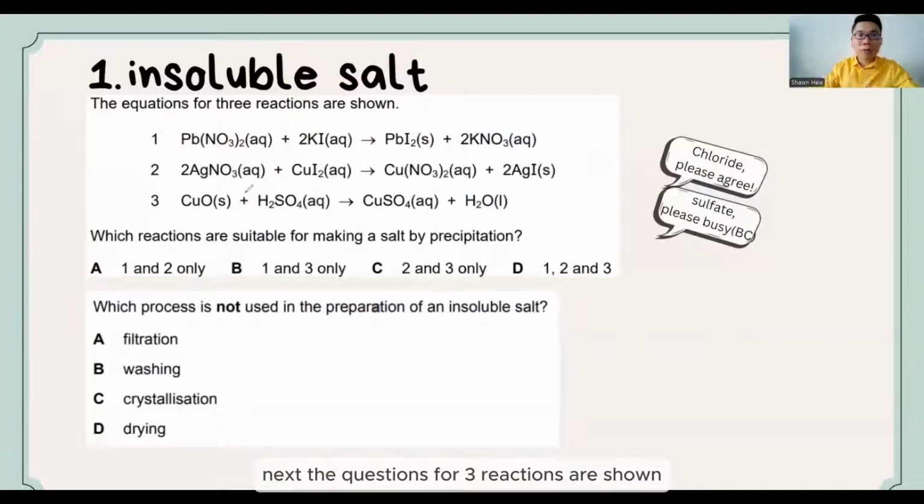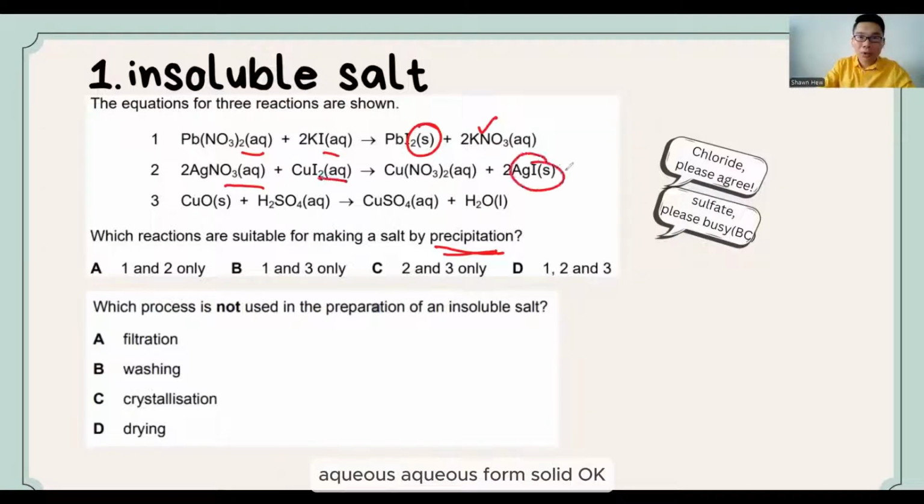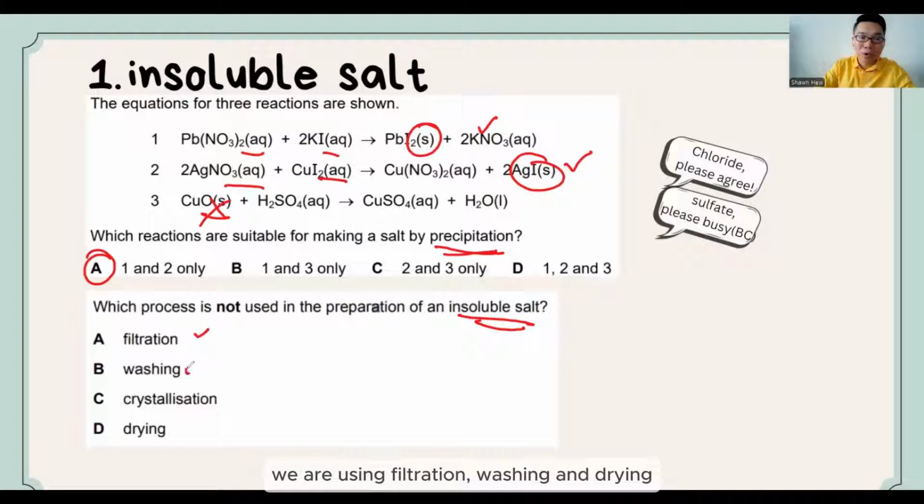Next, the questions for 3 reactions are shown. Which reactions are suitable for making salt by precipitation, meaning forming a solid? So aqueous forms solid, okay. Aqueous forms solid, okay. Solid start, no. So the answer is just 1 and 2. Which process is not used in preparation of an insoluble salt? We are using filtration, washing, and drying, so no crystallization.